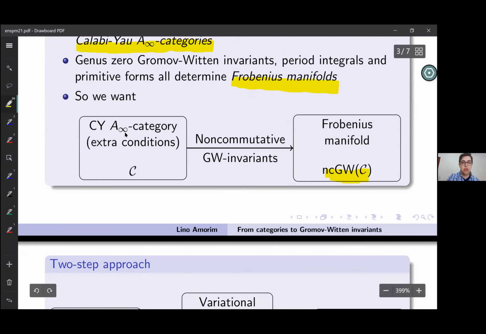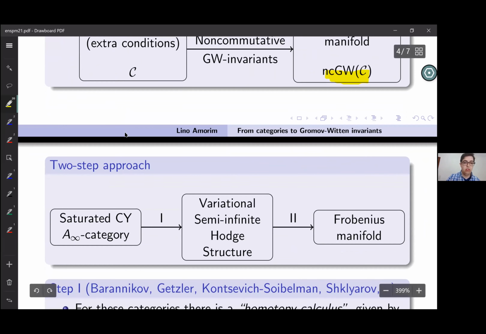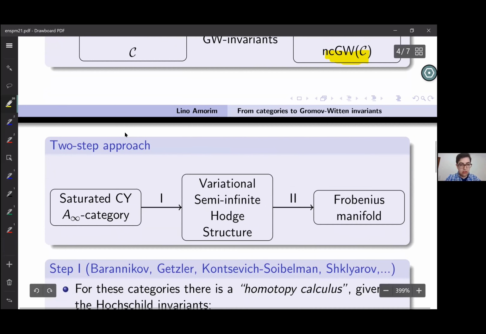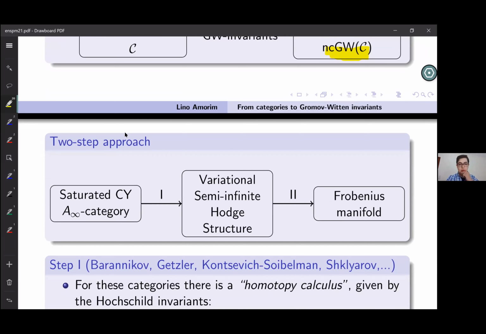Okay, so in fact, to actually go from one box to the other, there's a middle step. So we'll do this in two steps. The middle step here is what's called the variational semi-infinite Hodge structure. It's kind of a very complicated name. This notion is due to Barannikov, and I'll try to explain how to get it. A variational semi-infinite Hodge structure is basically some sort of module over a ring of power series. We have this formal power series, and then we'll have a flat metric and a pairing in there that will have the expected compatibility relations. And out of that, there are ways to produce Frobenius manifolds.